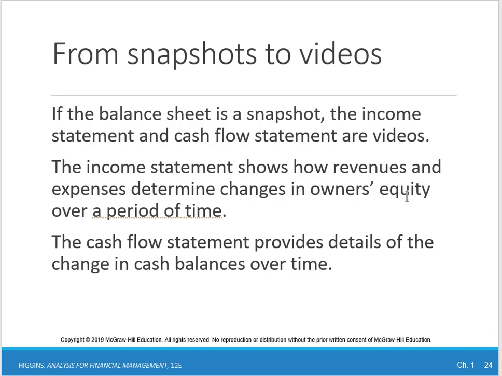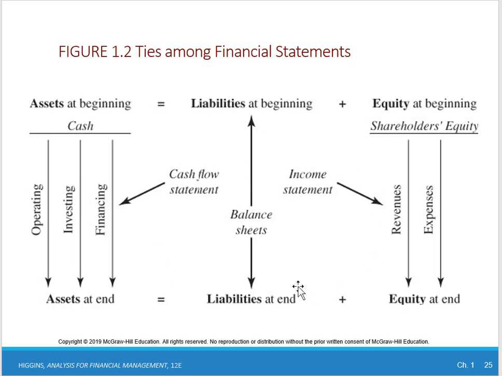So the income statement shows revenues and expenses and how they've changed owner equity. And the cash flow statement just gives us a detailed example or illustration of how cash has changed over the time period. And of course, one of the things we need to understand is that all of the line items, all of the statements that we discuss, they are all intertwined. They're all related to each other and connected one way or another.